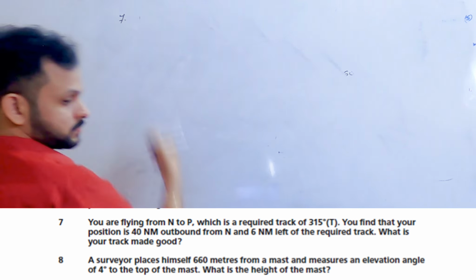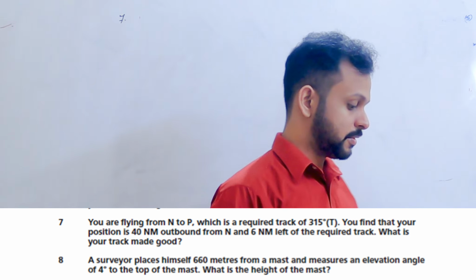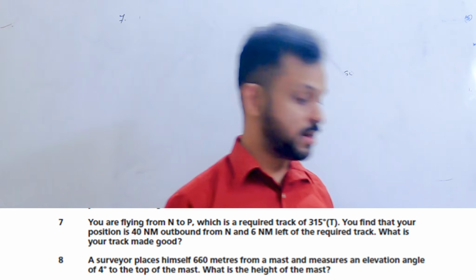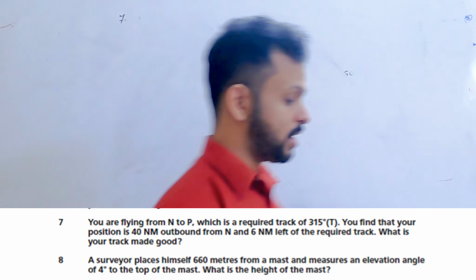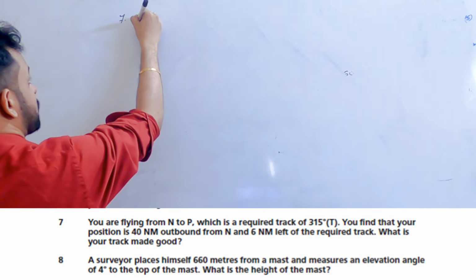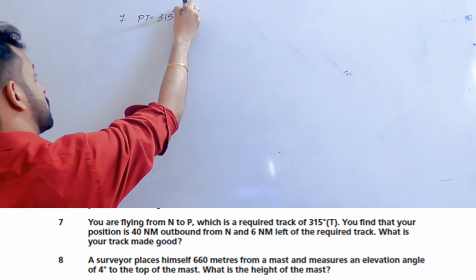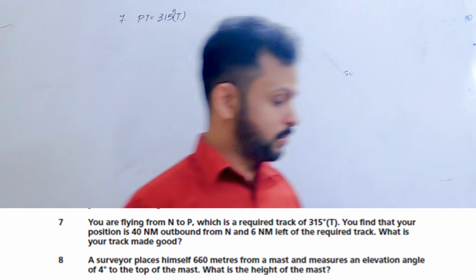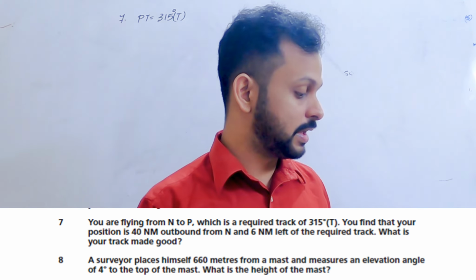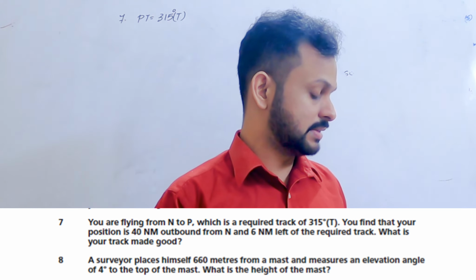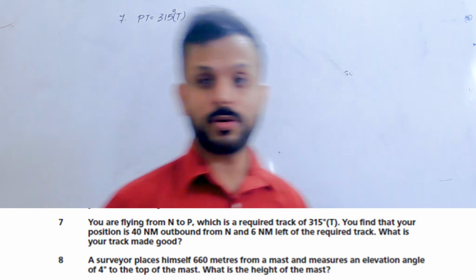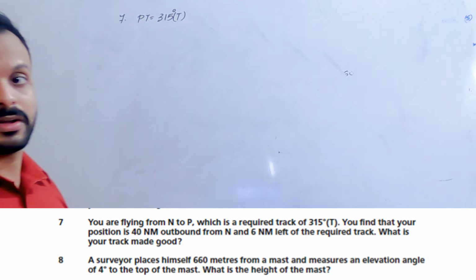Question number 7. You're flying from N to P, which has a required track of 315 degrees true. So now you're flying from N to P, so the required track given, therefore the planned track, is 315 degrees true. Now you find that your position is 40 nautical miles outbound from N, 6 nautical miles left of required track. What is your track made good?